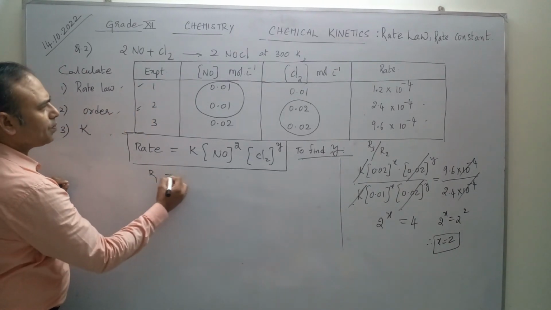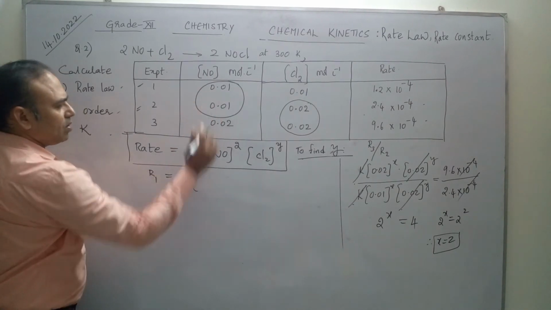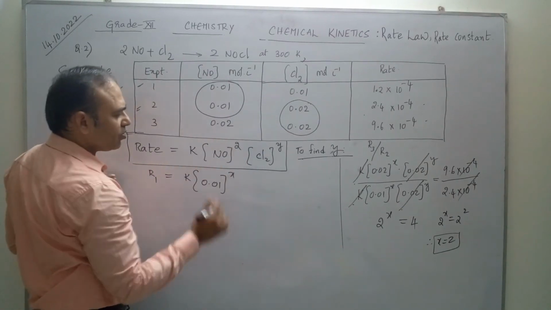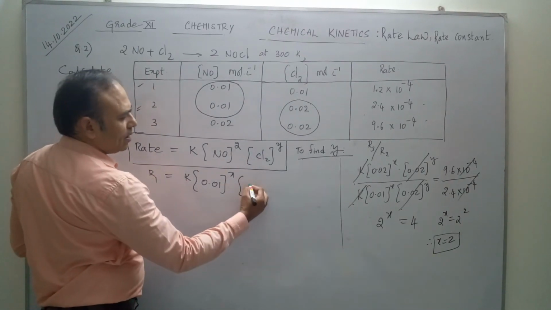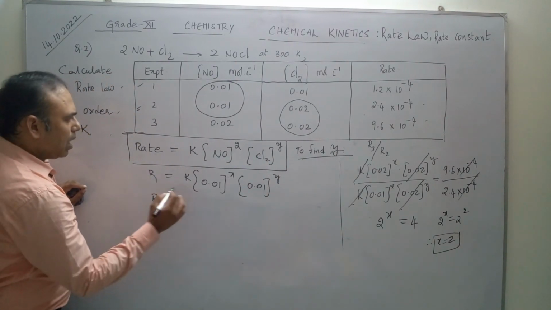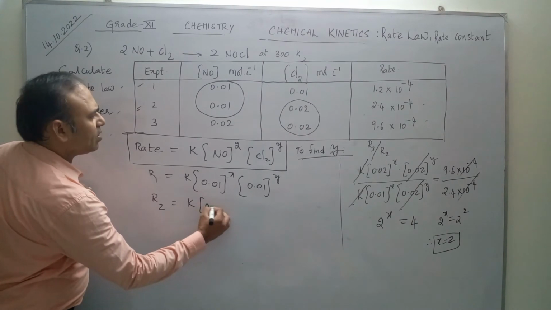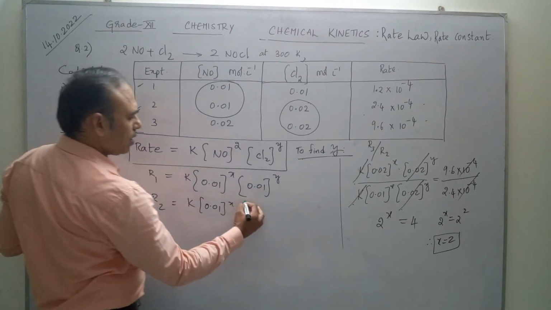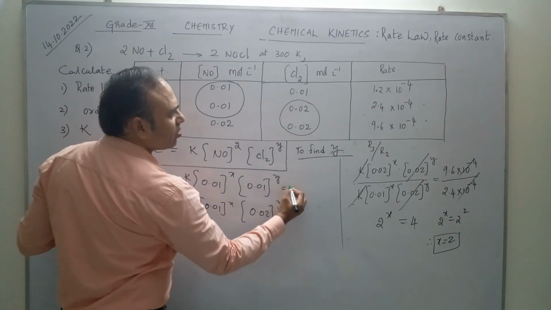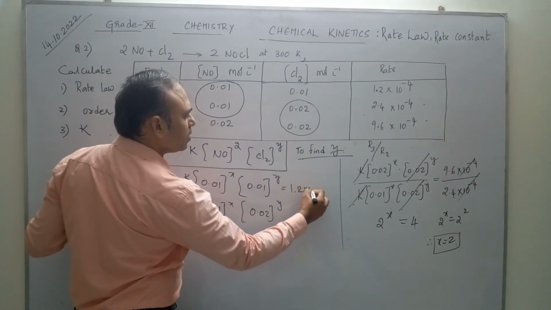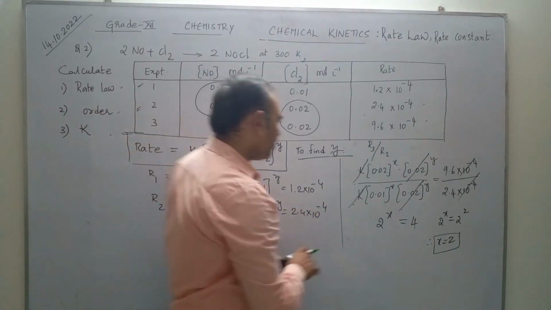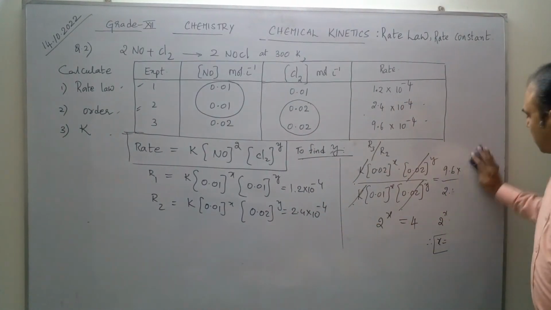So what is R1? K into the concentration of NO, which is 0.01 to the power X. We know already X is 2, no problem. And here it is 0.01 to the power of Y. R2 is equal to K into 0.01 to the power X into 0.02 to the power of Y. And the values you also know, 1.2 into 10 to the power of minus 4, and here it is 2.4 into 10 to the power of minus 4. So first we have written the equations.